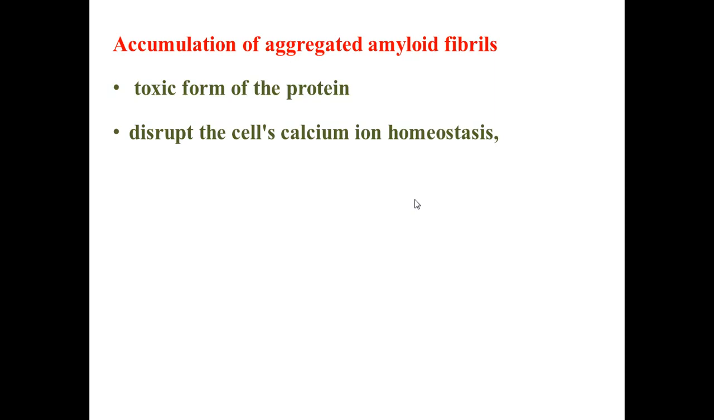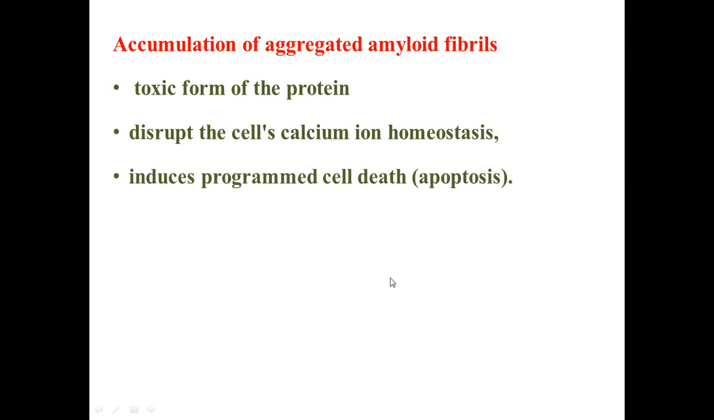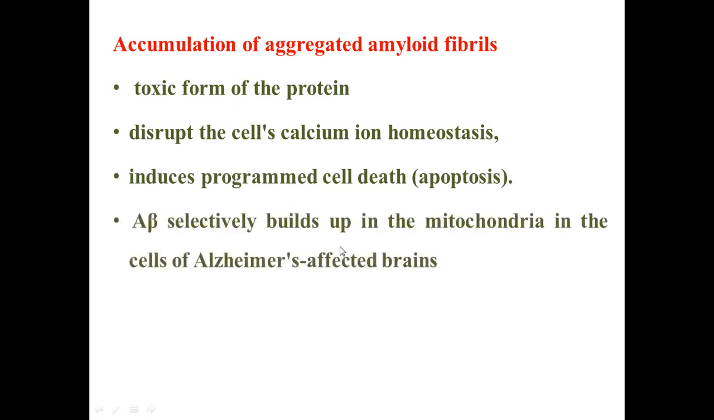Second, it disrupts the cell's calcium ion homeostasis. Calcium ion is very important for various processes in the cell. Next, it induces apoptosis. What is apoptosis? That is programmed cell death. Next, the amyloid beta selectively builds up in the mitochondria of the cells of Alzheimer affected brains, and it inhibits certain enzyme functions of the mitochondria of such patients.